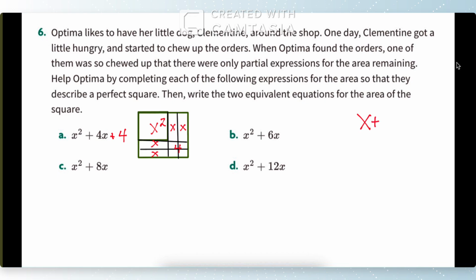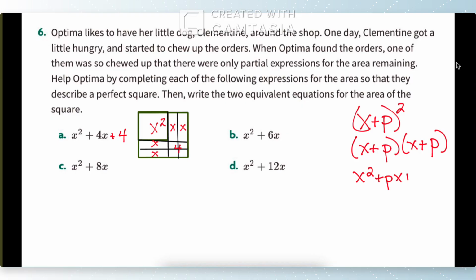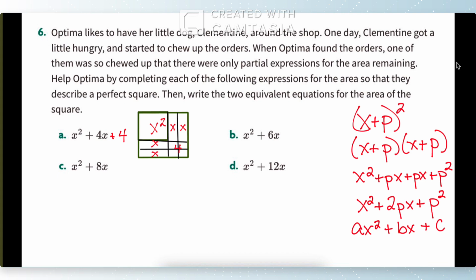That if I had an x plus p squared, and I knew it was a square, that this would be like x plus p times x plus p, which would give me my x squared plus a px plus another px plus a p times p, or a p squared. So we get x squared plus 2px plus p squared. In this case, if this is our ax squared plus bx plus c, if we wanted to figure out our c value and we knew our b value in terms of p, b is equal to 2p.